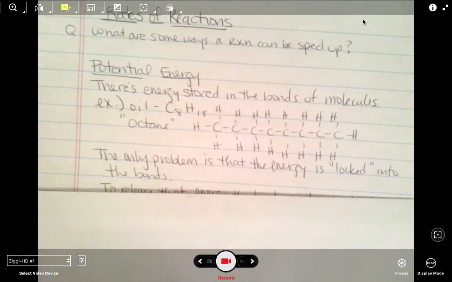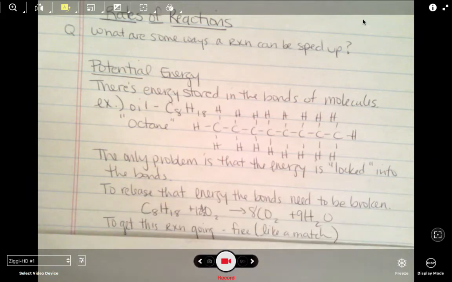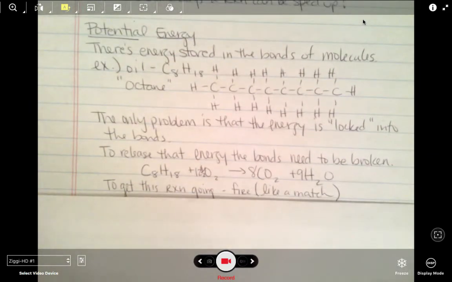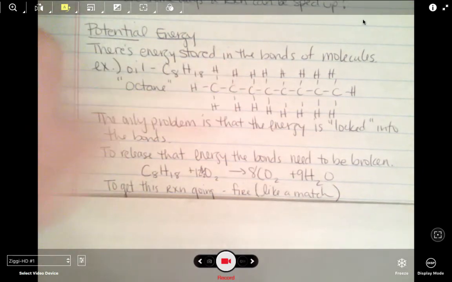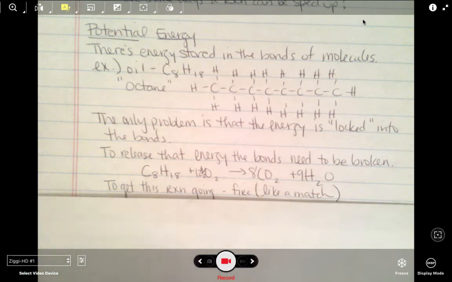As a liquid, when it's just sitting underneath the earth or waiting to be put in your car, all of the energy is stored within the bonds of the oil, which is considered to be potential energy. The problem is that that energy is locked into the bonds. How do we get that energy out and actually utilize it? The best way is to release the energy through a combustion reaction and break the bonds of every single one of these carbons and hydrogens. All those bonds need to be broken. The best way to do it is with combustion, so fire.